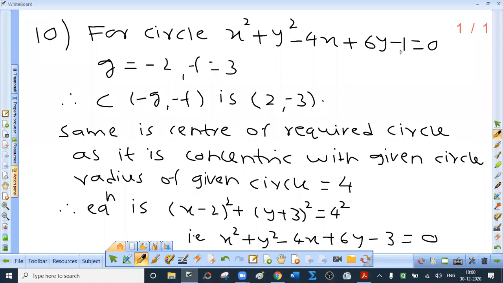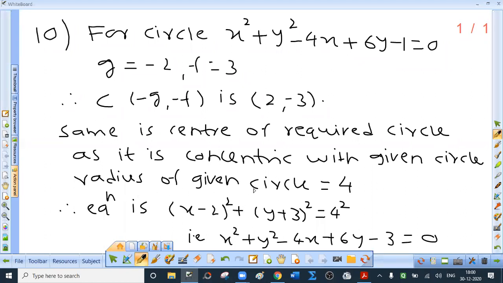Sum number 10. Find the equation of the circle concentric with x square plus y square minus 4x plus 6y equal to 1 and having radius 4 units. What do you mean by concentric? Concentric means having the same center. So we must obtain the center of the given circle. It is (2, -3). The same is the center of the required circle.